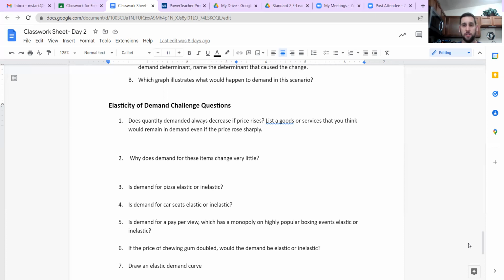And then chewing gum, the last thing you ask yourself is, okay, it goes up from, let's say 25 cents to 50 cents for a small pack of chewing gum. It doubled, but is 25 cents that much for most people? The answer is no. So that would be inelastic. On the other hand, let's say airline tickets went up from like $200 to $1,000, that's a lot of money for most people. That's going to be elastic.